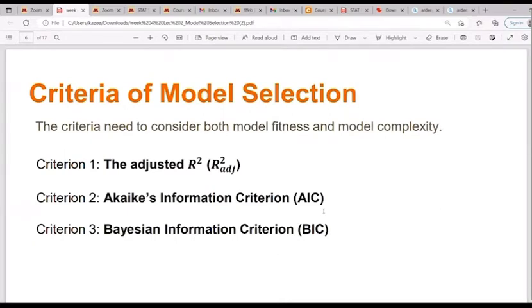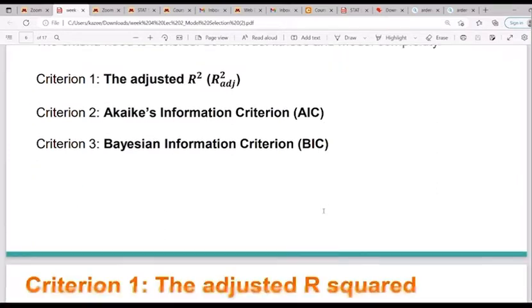And criterion number two is what we call the Akaike information criterion. And criterion number three is what we call the Bayesian information criterion. But let me tell you this: if you take a look at criterion number one, criterion number two, and criterion number three, each of them is trying to modify the residual sum of squares. You're going to see that now.